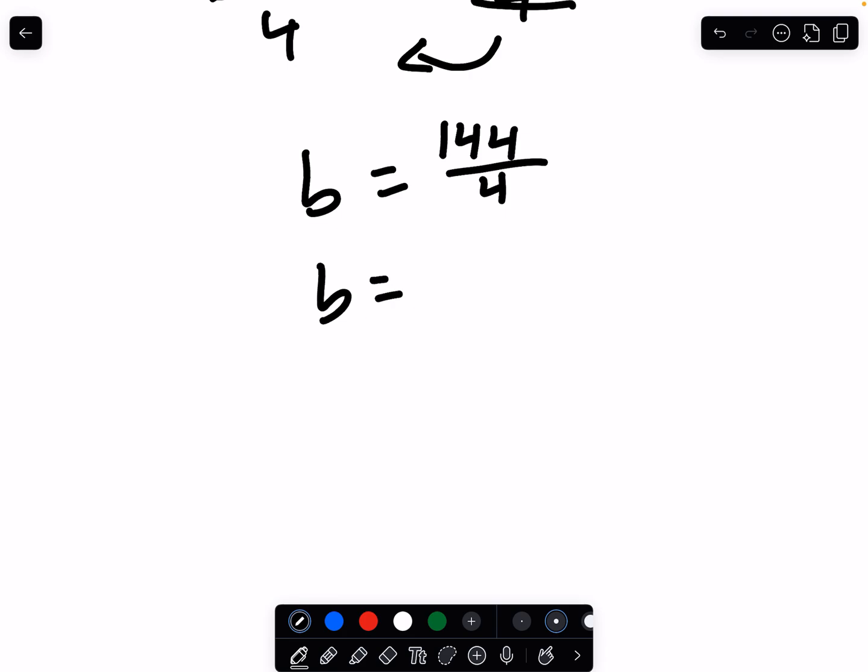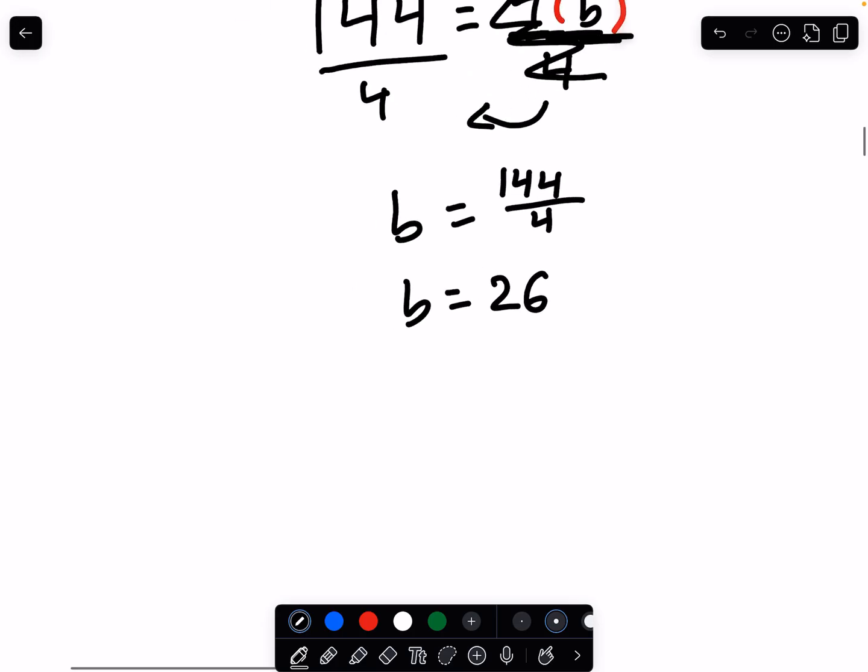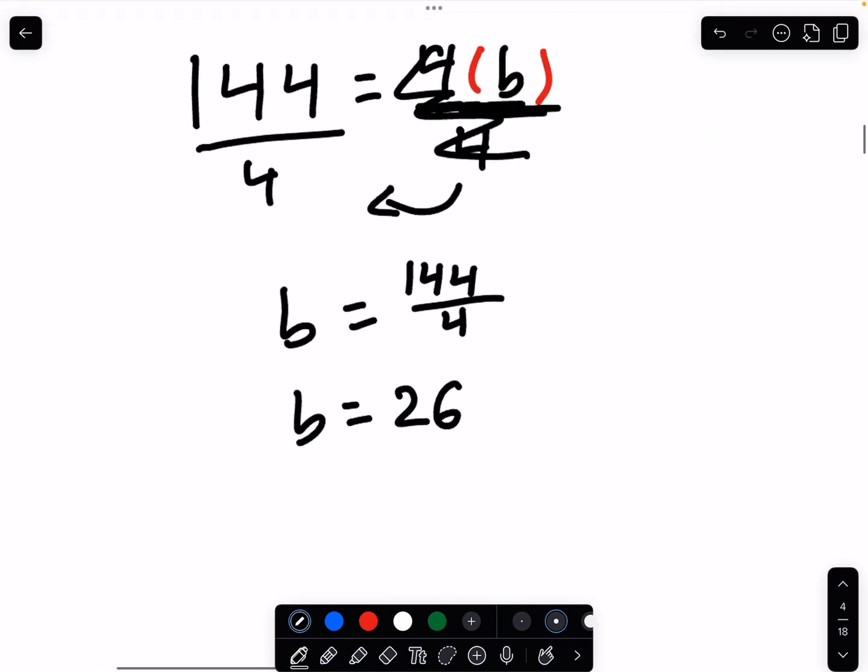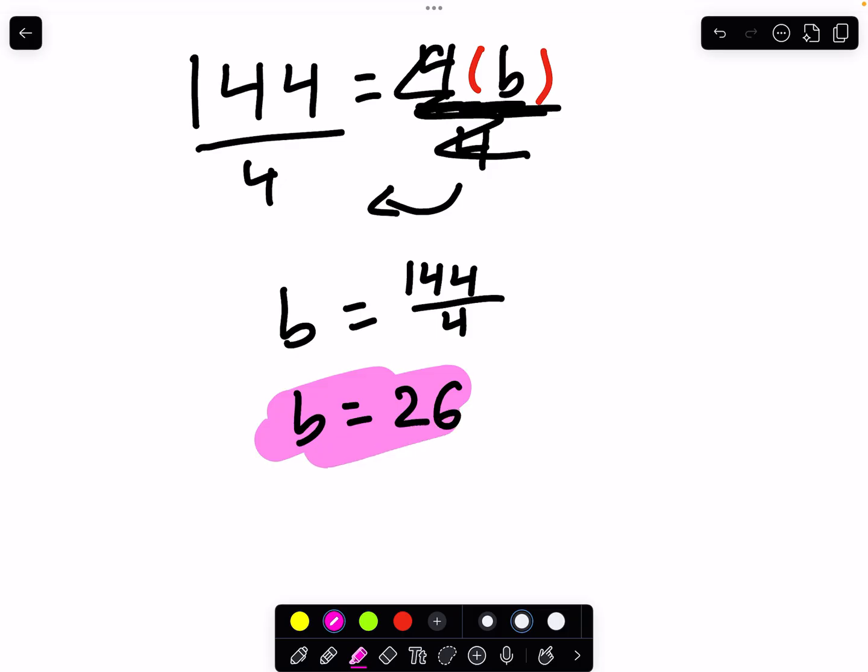Sorry, my computer's being a little dumb right now. I think that we should get maybe 26. I think we get B equals 26. That's nothing new. We should be pretty okay with that.